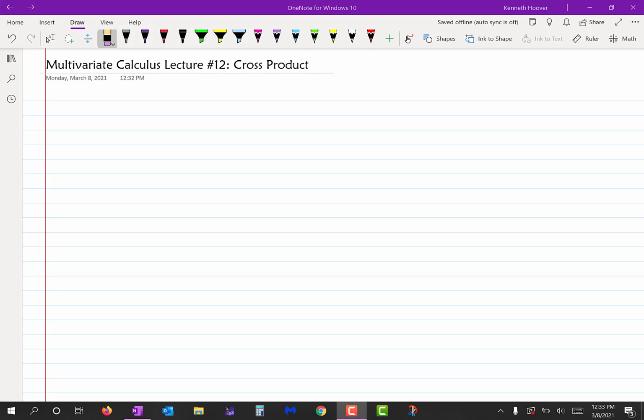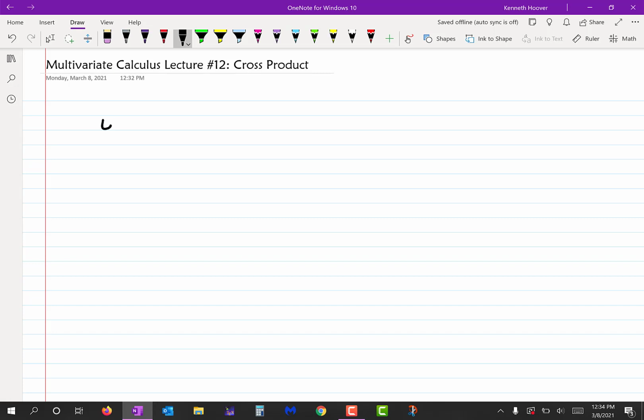Okay, today we're going to talk about a different kind of product of two vectors, and this is called a cross product. The symbol for a cross product is the times symbol that you learned in first grade, that looks like an X. Let me show you how to calculate this.